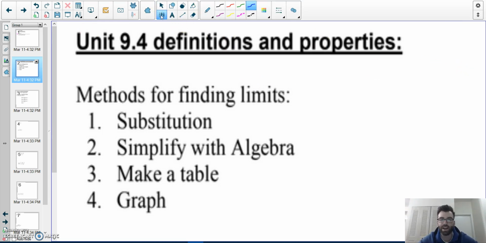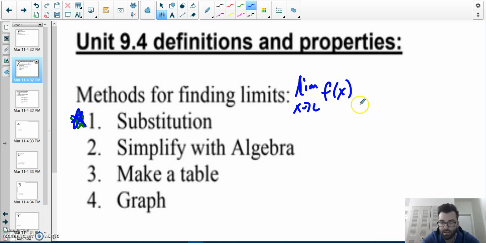Alright, first of all, our methods for finding limits. The first one, the easiest one we can do, is substitution. If I have this limit, as x approaches some number c of f of x, substitution means I take f of c, I plug c into my function for x. If f of c equals some actual number L, then our limit is going to equal that same thing.